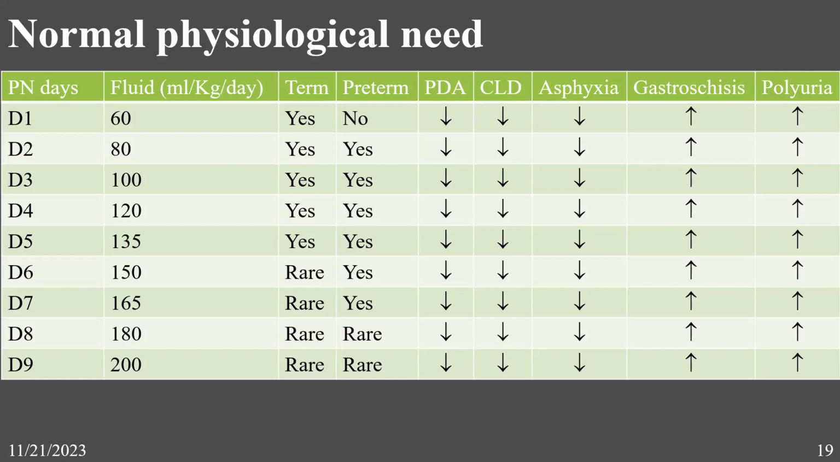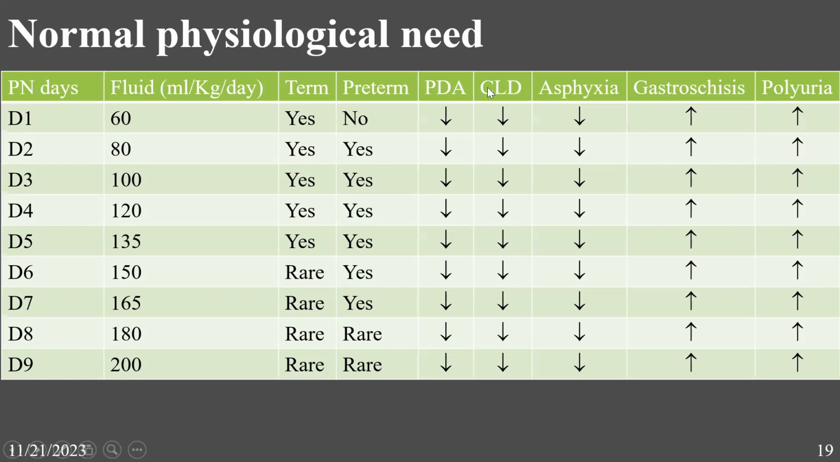Now, of course, this is the standard. But what are the problems? If the baby has PDA, we go less. So if it's 60, we might go 50. If it's 80, we might decrease it. So we decrease it when we have PDA. Clear?